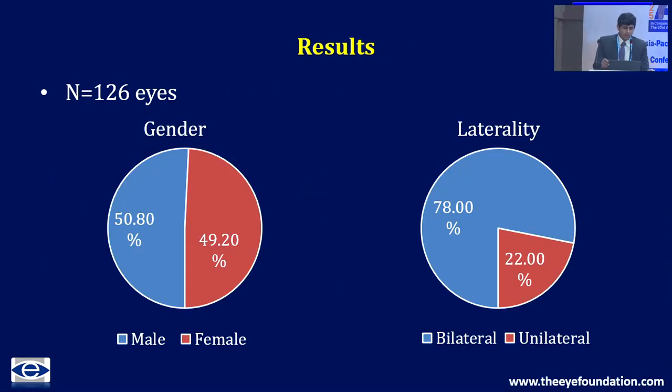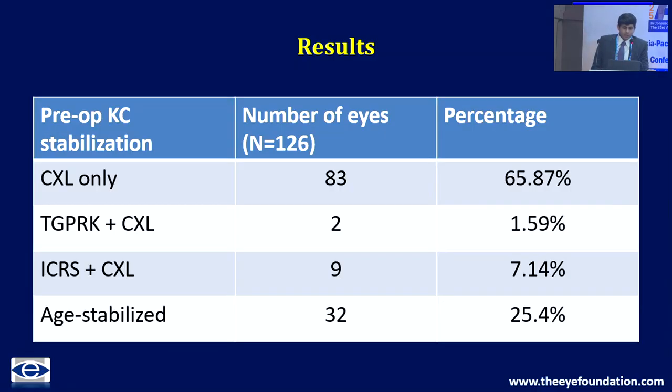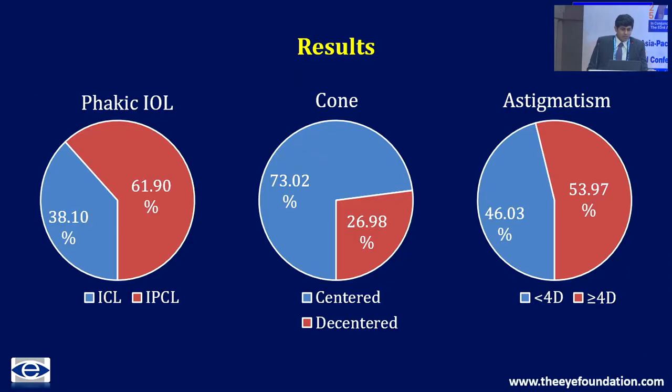These were the results. There were 126 eyes, roughly equal between the two genders. More than 3/4 had bilateral lens implantation. The mean age was nearly 30 years, and the corrected distance visual acuity was about 20/30. And the mean spherical equivalent in this patient group was about 6.5 diopters, and the mean Kmax was about 53.5 diopters. So 3/4 of the patients underwent some form of cross-linking for stabilization. The rest were age stabilized.